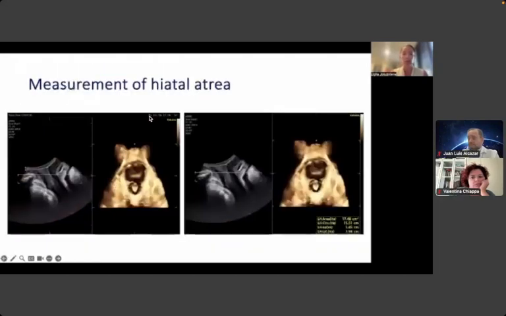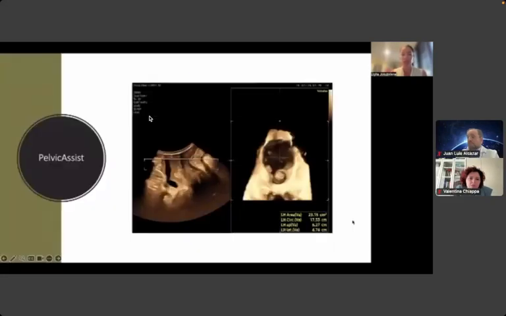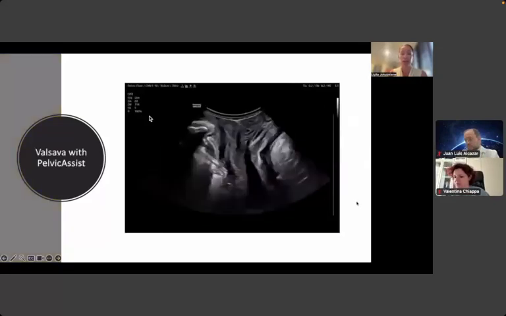So again, we can do the measurements manually by drawing the line for the area, but we can also use the automated measurement using the pelvic assist program. Here we see the area, and we see the result of 17.5 square centimeters. And here it is done again with the pelvic assist, which helps us to find the perfect reference lines and generates the hiatal area and does the automated measurements for that.